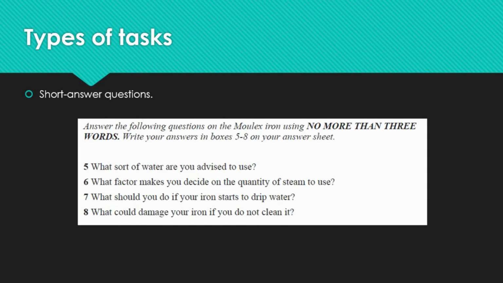Now, this was not the complete list of all the types of questions that you can expect in the IELTS exam. However, these are the most common ones. But you should be prepared to see something creative. My goal was to make you familiar with the most common types. Now let's look at the scoring criteria for the reading exam.